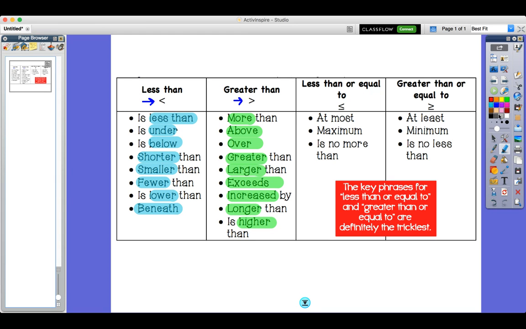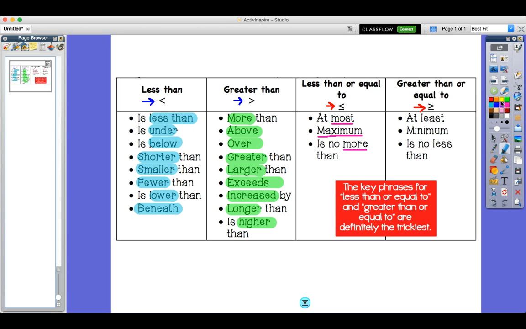This symbol, the less than or equal to, as well as the greater than or equal to, seem to be where we're running into the most trouble, when we have this double line saying that the number is smaller than or the same as a given number, or greater than or the same as a given number. And I think what's becoming confusing is that you see a word like most or maximum or no more than, and we're hearing these words, so we're thinking greater than. But we need to think in the real life situation.